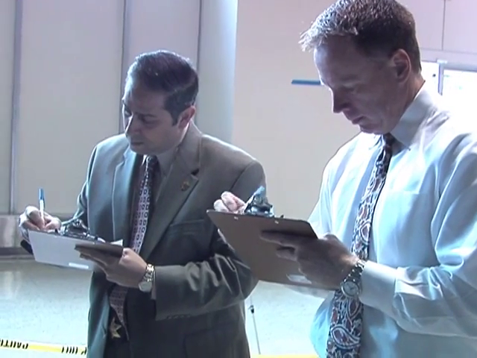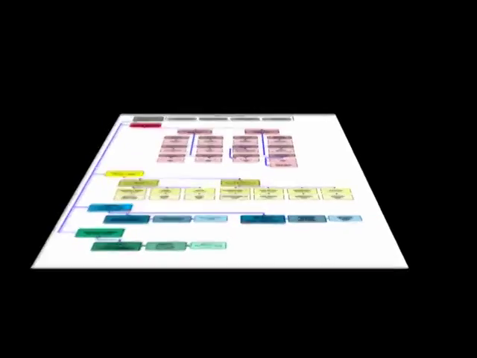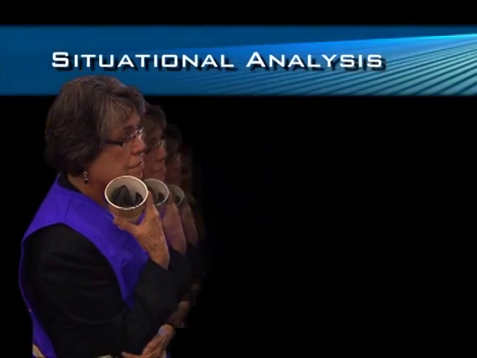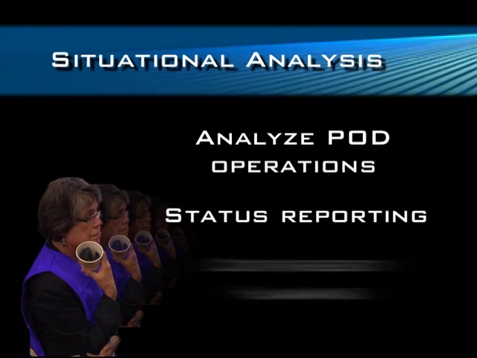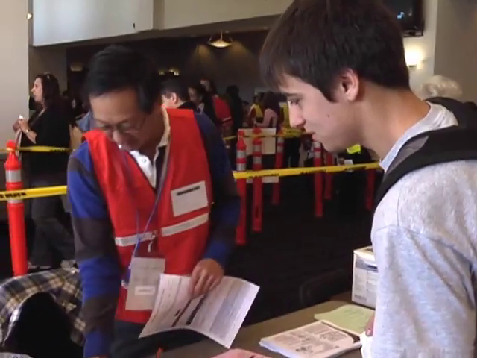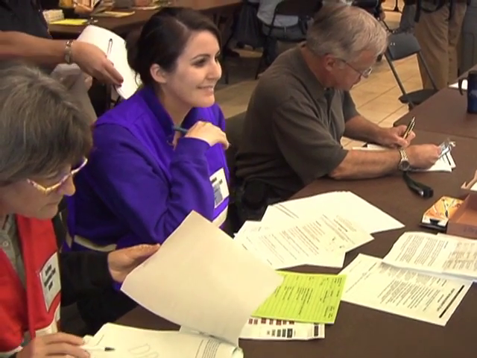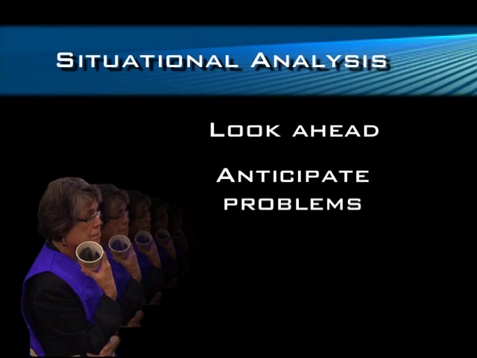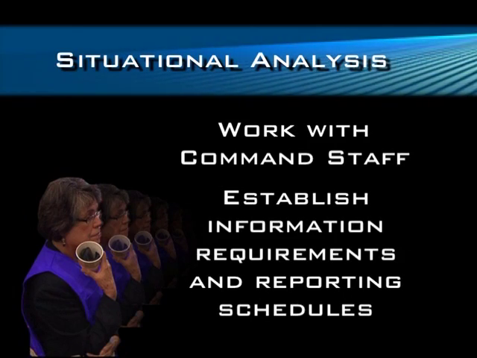Once these forms are used in the pod for their intended purposes, they're collected by the documentation group, but their work isn't finished because they become important tools for the other side of planning, the situational analysis group. The situational analysis group uses the documentation to analyze pod operations for status reporting and contingency planning. While almost everyone else in the pod is consumed moment to moment by their work, your role on situational analysis is to look ahead to anticipate problems that impact the success of the mission. You should work with command staff to establish information requirements and reporting schedules.